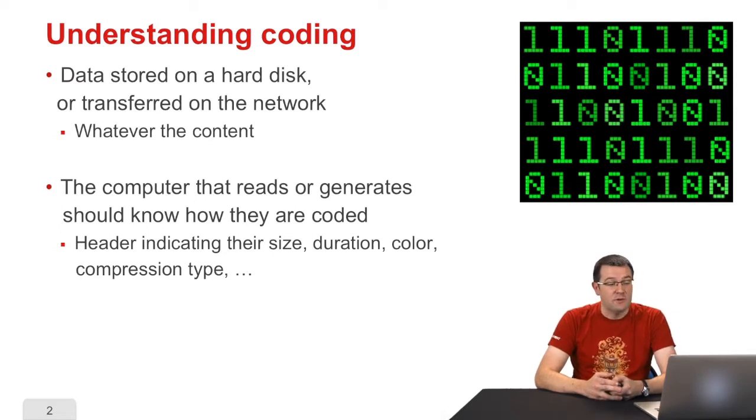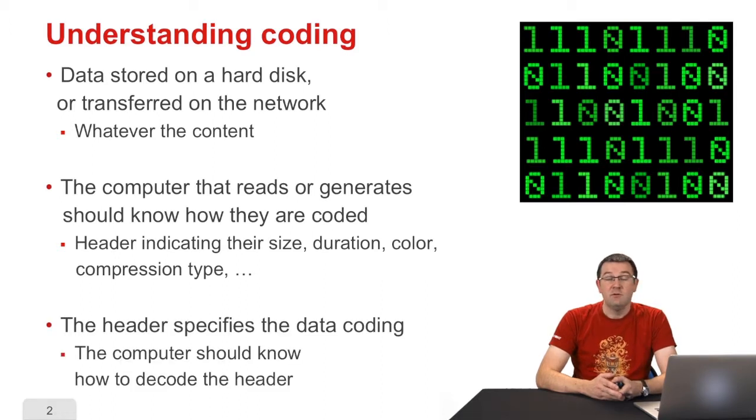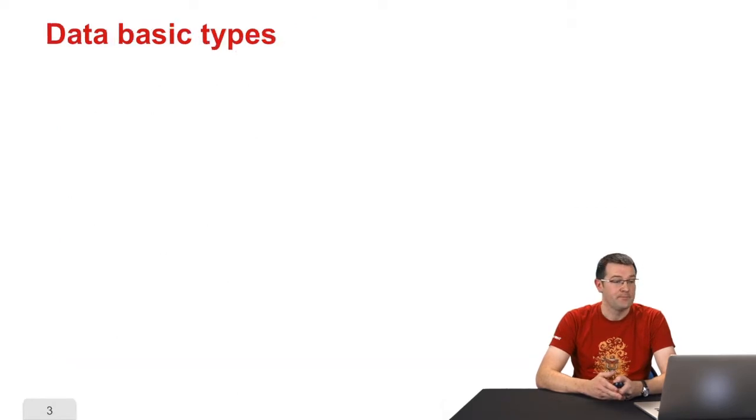In practice, there will be a header that describes the data's size, the potential length, the potential colors, the compression format, etc. The header will specify the data coding. The computer will first look at the header, that is with the data, to see how they are stored. Then, it looks at the data according to what the header described.